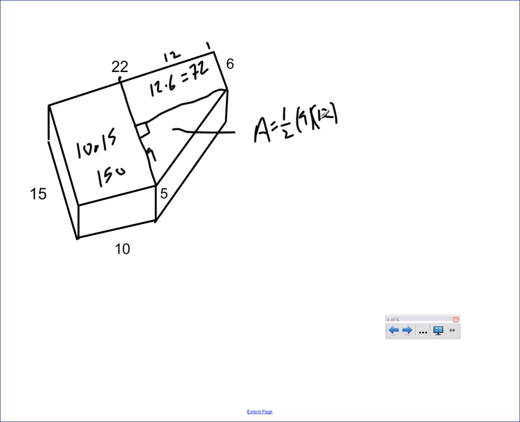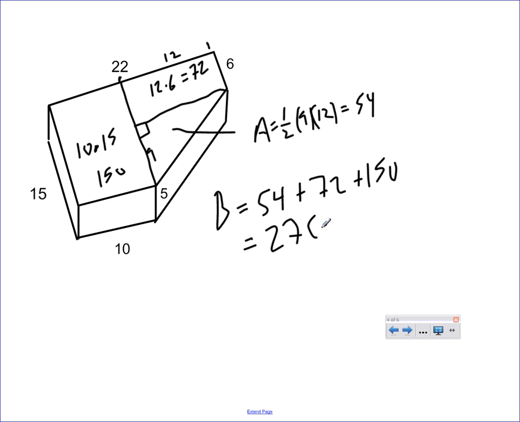So that's going to be 12, 6 times 9, 54. Okay, so my area of my base, which is the region, I've got this 54, which is the triangle. I've got the 72, and I've got the 150. So I've just broken it into regions that I can manage. Now I'm going to do a little arithmetic. 50 plus 70 is 120, so 126, 226, 276. So the area of my base is 276, whatever units they are.